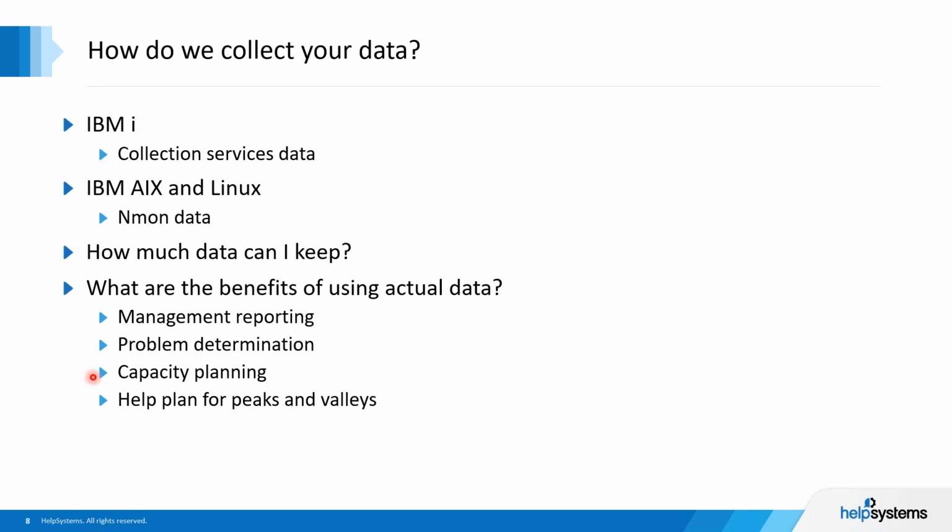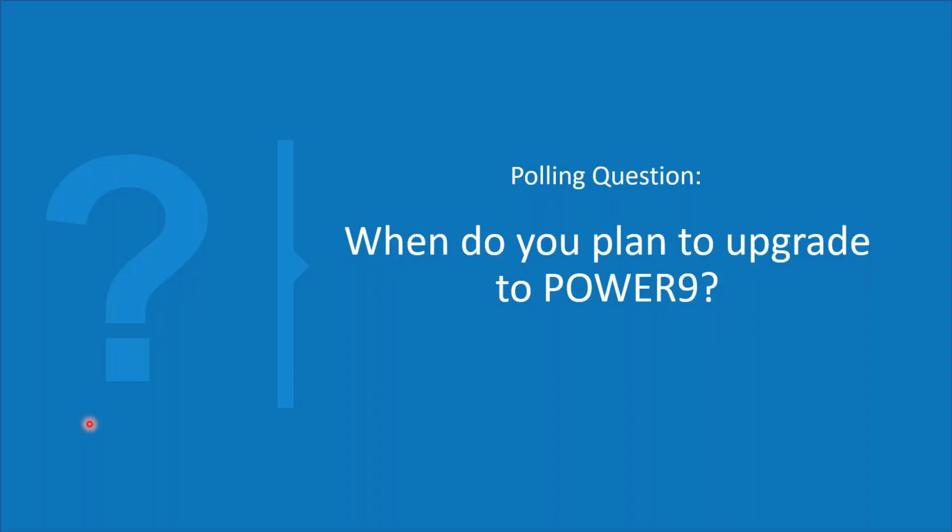And then, of course, a big part of what we do is capacity planning. What's that next system? Or I'm consolidating IBM I and AIX onto one frame. What does that look like? A lot of exercises like that that we help with. And don't worry, we can help you plan for those peaks and valleys as we look at this.